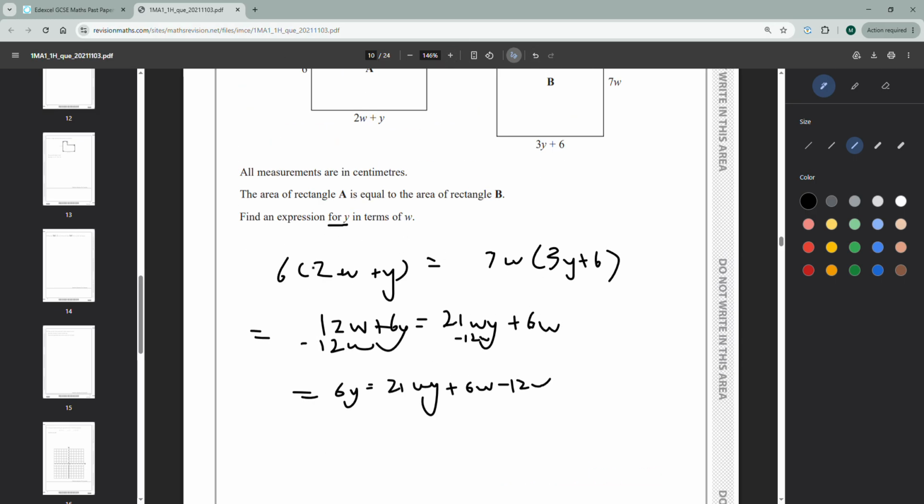12w plus 6y. Like that, and then 21w plus... Oh god, I made a mistake, guys. I made a real life mistake. It's meant to be 42. That's what went wrong. I know, it felt a bit wrong, actually.